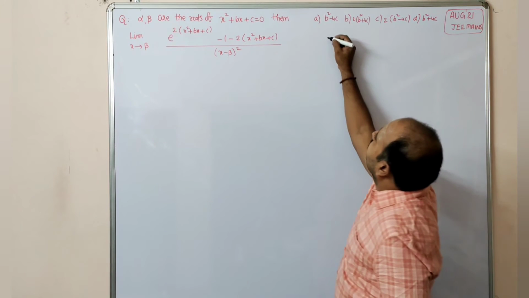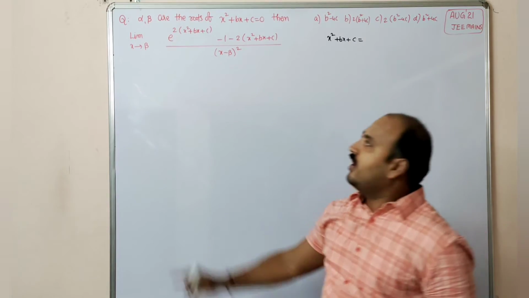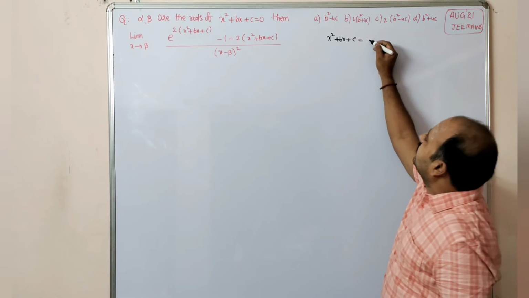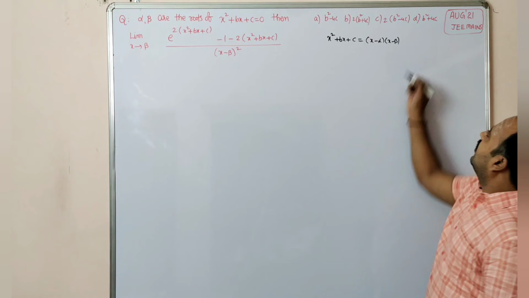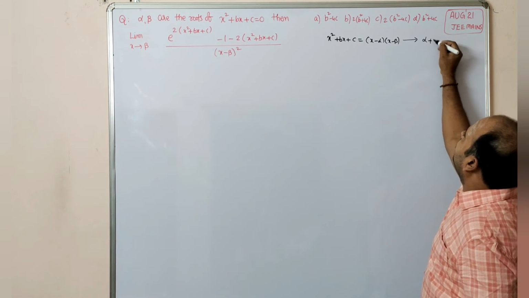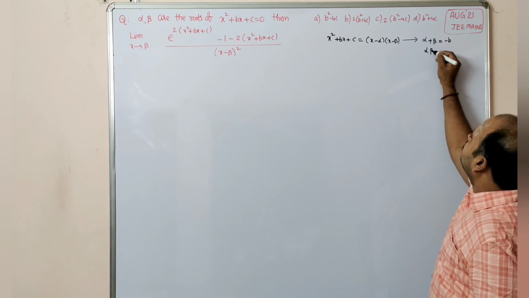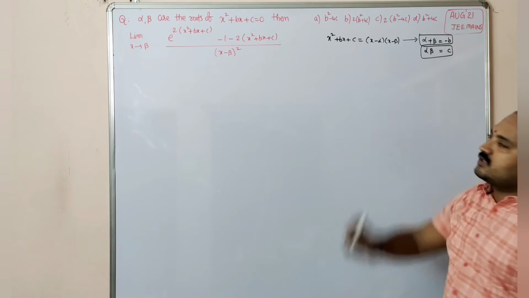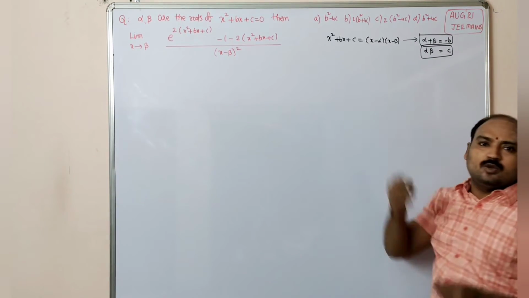Before that, x square plus bx plus c equal to 0 is a quadratic equation whose roots are alpha and beta. So whenever it is a quadratic equation, we can express it as (x minus alpha) into (x minus beta), and relate the roots: the sum of the roots and the product of the roots. Sum of the roots, alpha plus beta, is equal to minus b by a, so minus b by a, value minus b. And product of the roots, alpha beta, is equal to c by a. Keep in mind these two important points. Now, wherever x square plus bx plus c is there, you replace it with these values.